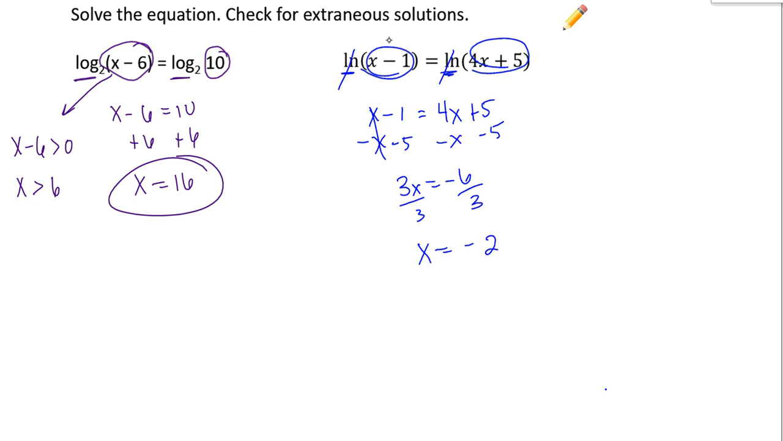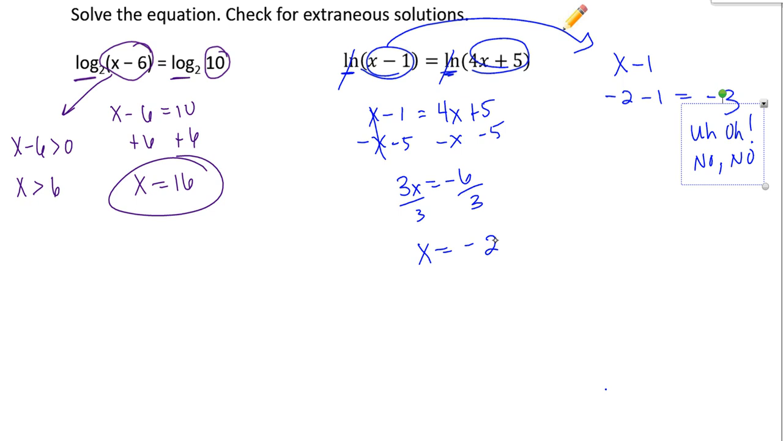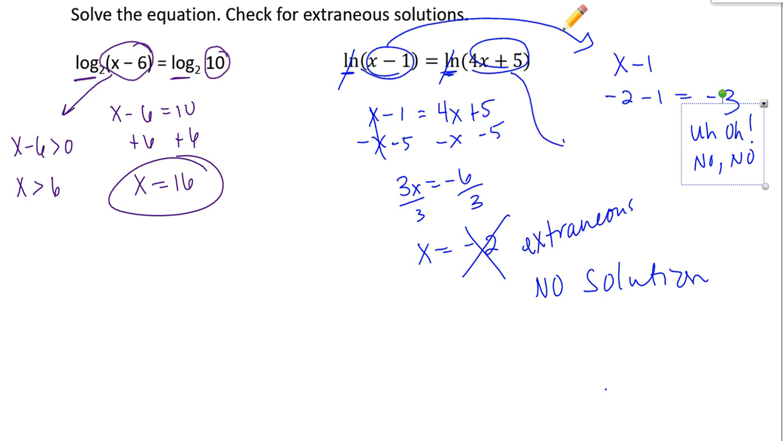Okay, let's go back and check. We'll just do it by the problem. One of them says x minus 1. If I plug in negative 2 minus 1, I get negative 3. Uh-oh. That's a no-no. So this is actually an extraneous solution, but I have no other values. That just means that I say there is no solution to that one. Look, if I'd even plugged it into this other one, 4 times negative 2 plus 5, that would have been negative 8 plus 5, which is negative 3, which again is not allowed. So this was a domain check.